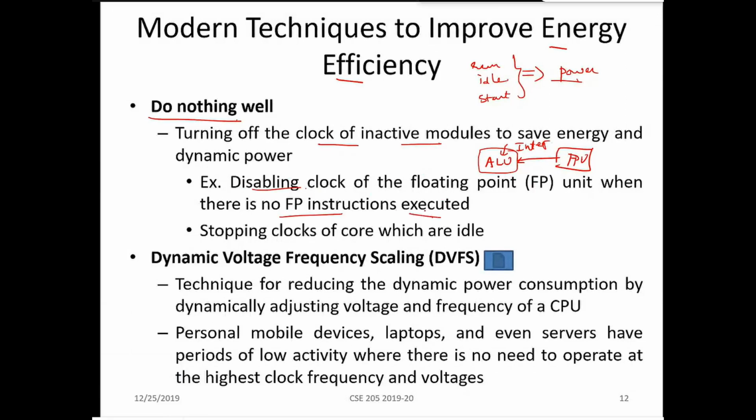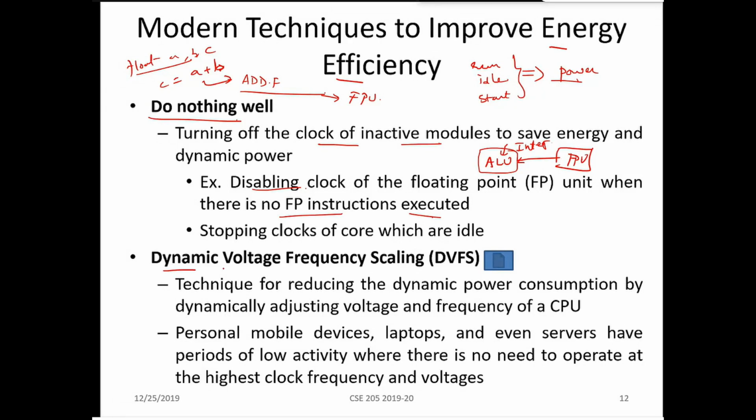FP instructions being executed. The compiler will do everything, so we are not worrying about it. If we declare float A, B, C and do C equal to A plus B, while the compiler is converting this code, it will clearly convert it to floating point instructions. Only in those cases does it go to the floating point unit. In the rest of the cases it will be disabled. When it is not in use, we can turn off the clock.